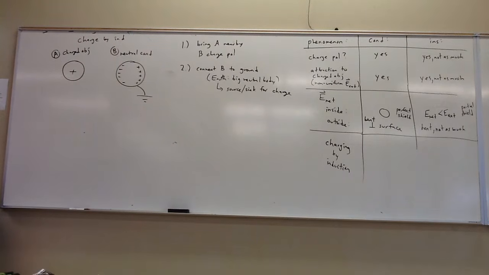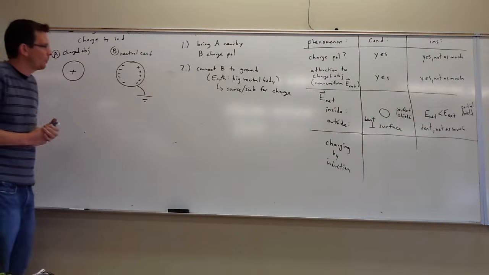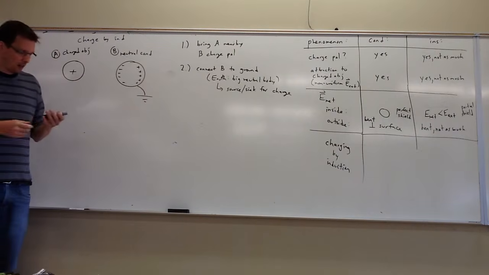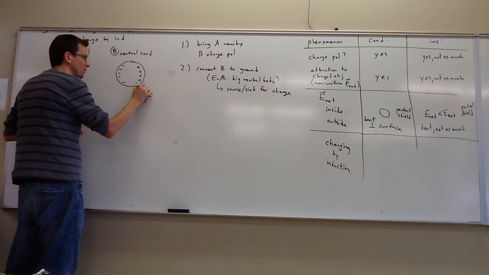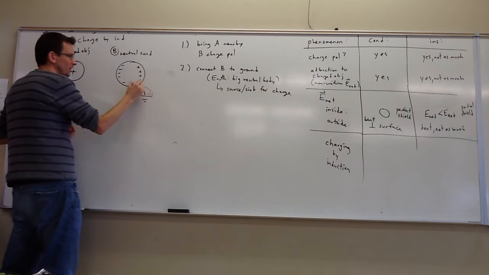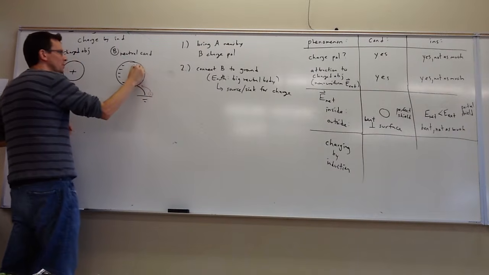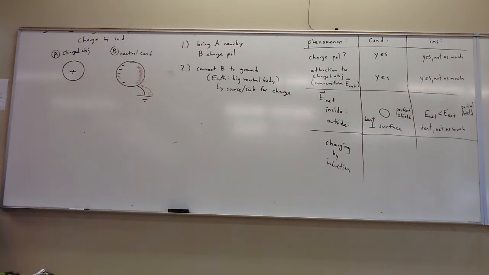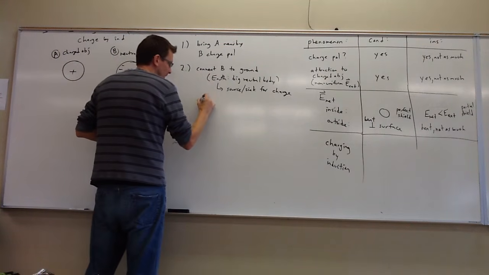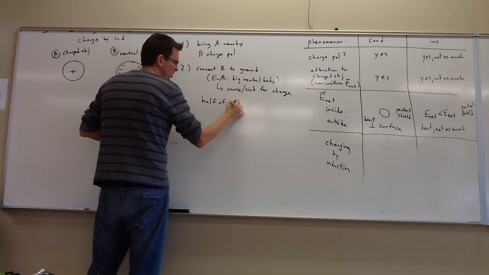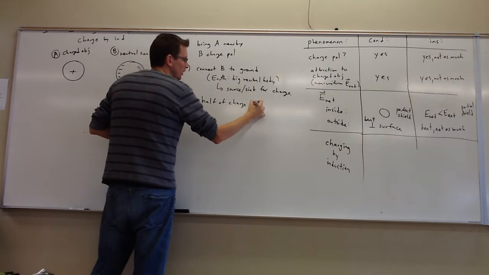So what happens in this case? Well, electrons can come up from the ground. They're attracted to these positive charges, and they just join up, and that's how we neutralize the charge on the right side. So when we connect B to ground, half of the charge polarization is neutralized.